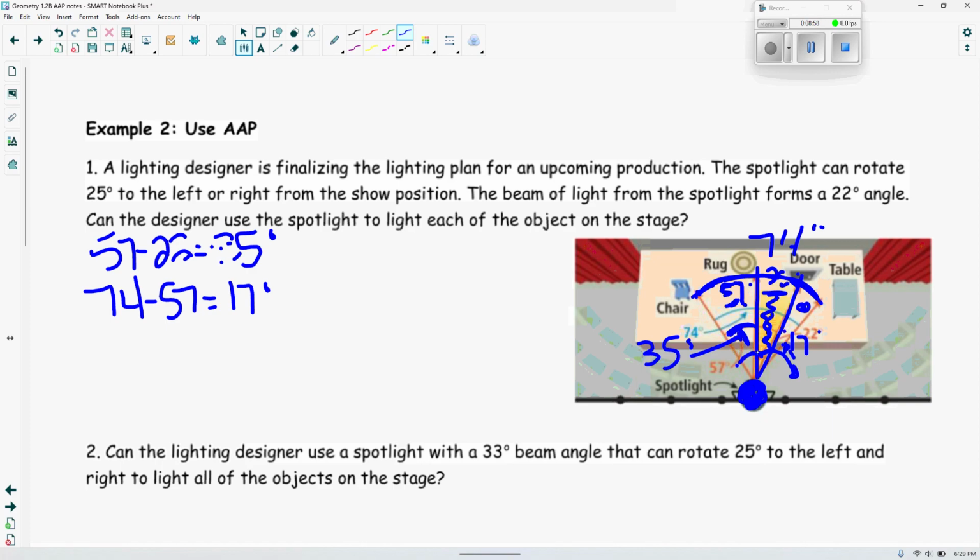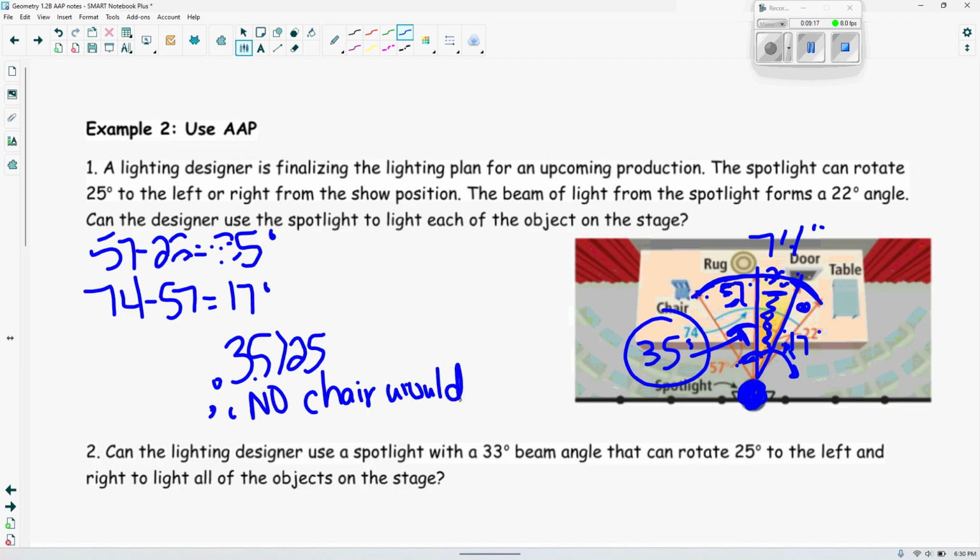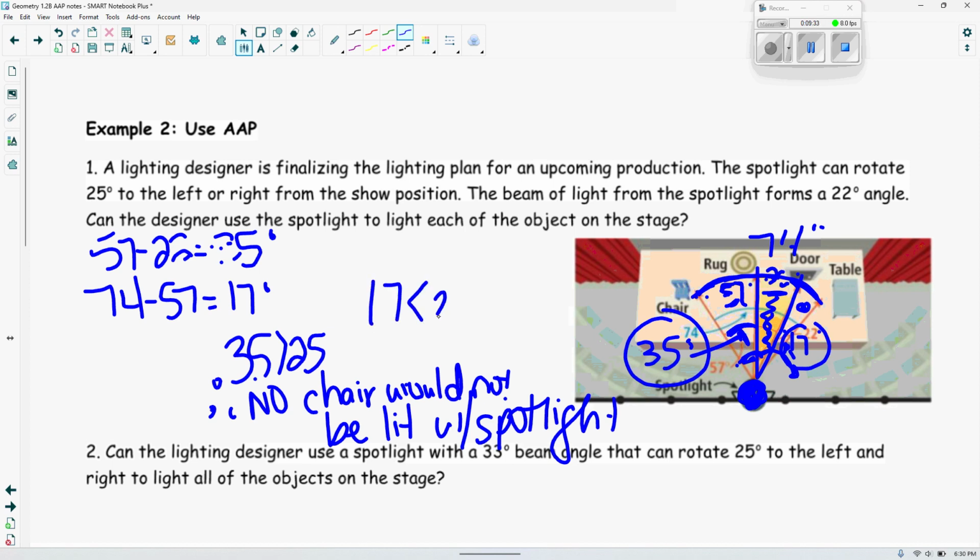But if I rotate this direction, I can only go 25 degrees, but between the rug and the chair was 35 degrees. And so 35 is greater than 25. Therefore, my answer is no, the chair would not be included. So it would not be lit with the spotlight. Again, on this side, because 17 was less than 25, the table is included.